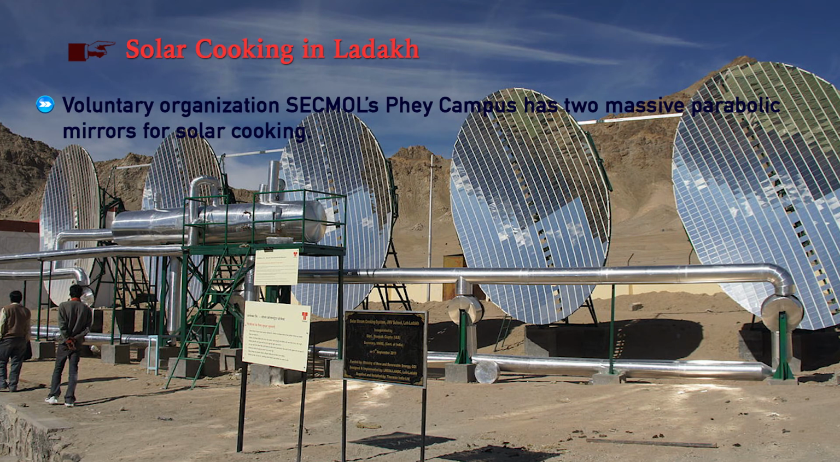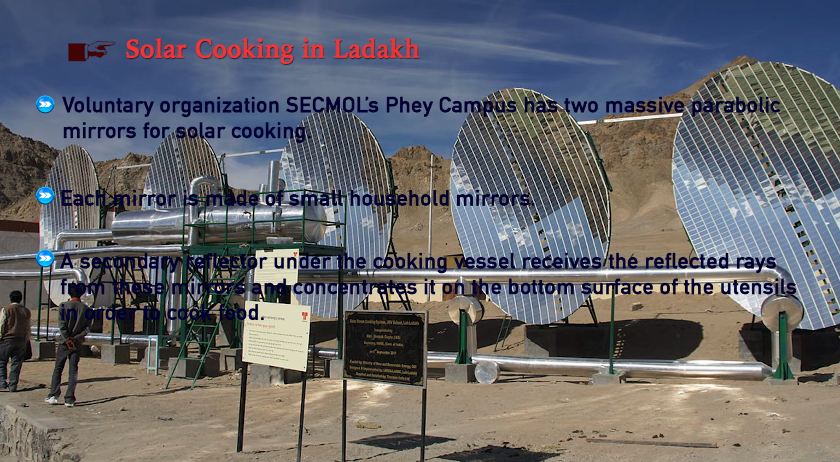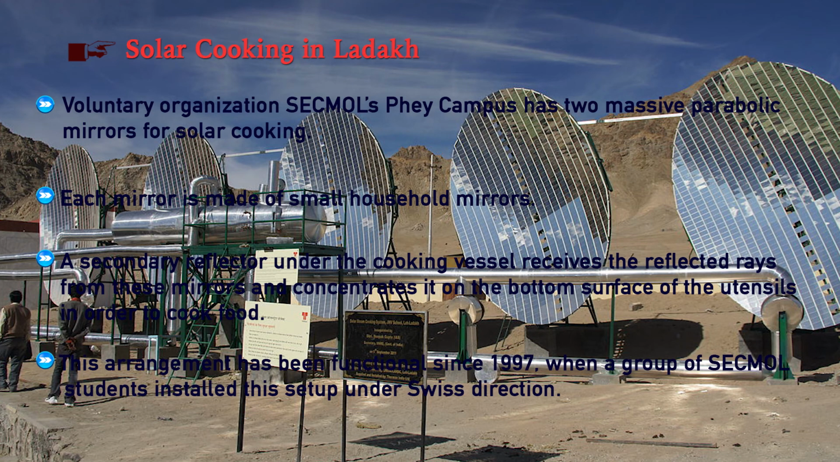Voluntary organization SECMOL's campus has two massive parabolic mirrors for solar cooking. Each mirror is made of small household mirrors. A secondary reflector under the cooking vessel receives the reflected rays from this mirror and concentrates them on the bottom surface of the utensil in order to cook food. This arrangement has been functional since 1997, when a group of SECMOL students installed this setup under Swiss direction.